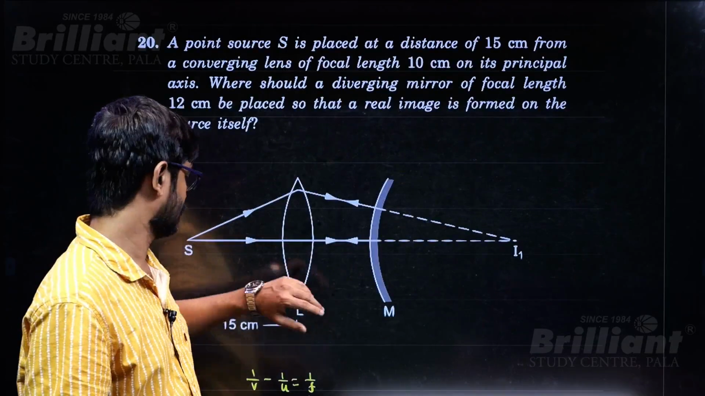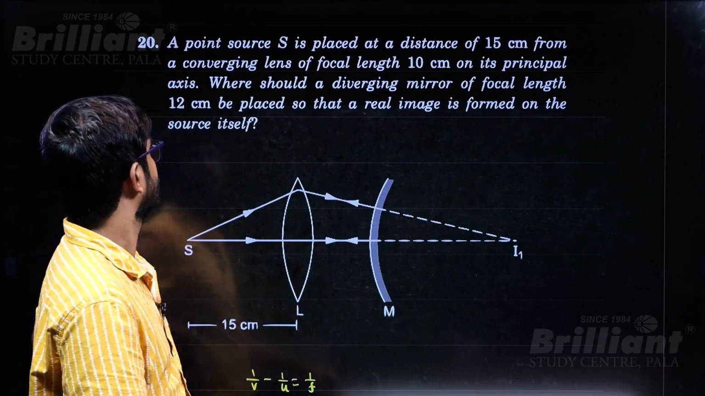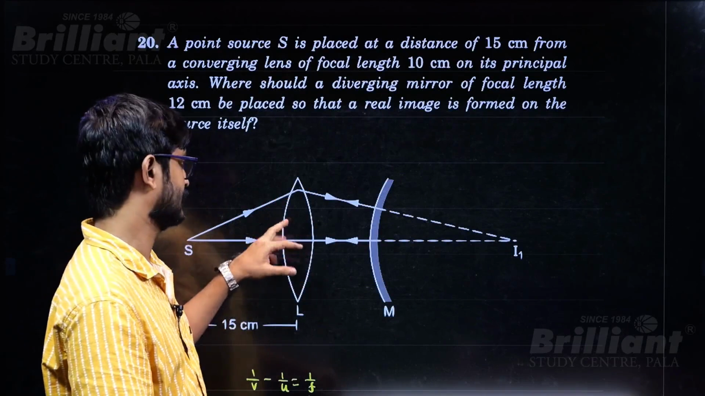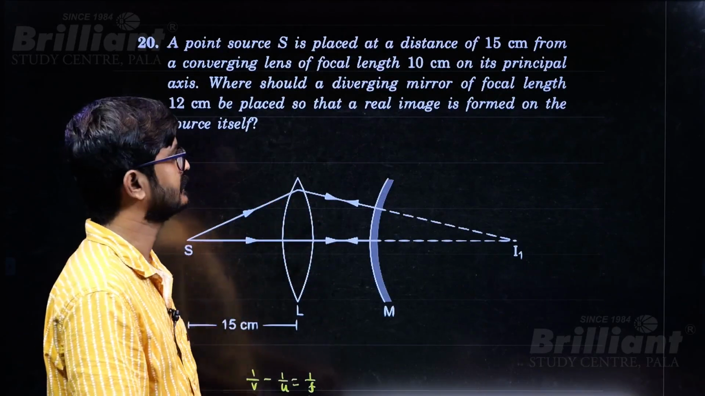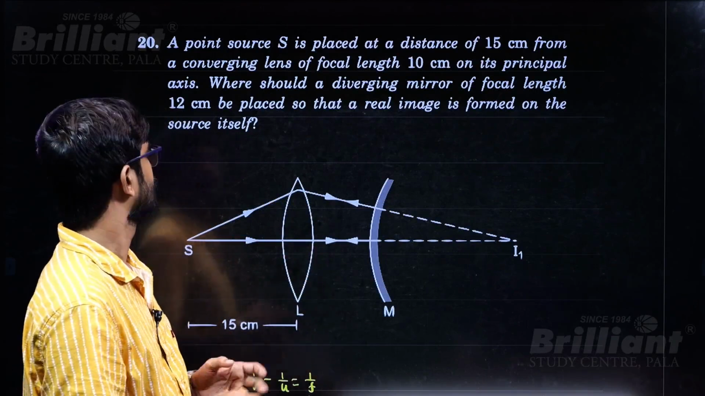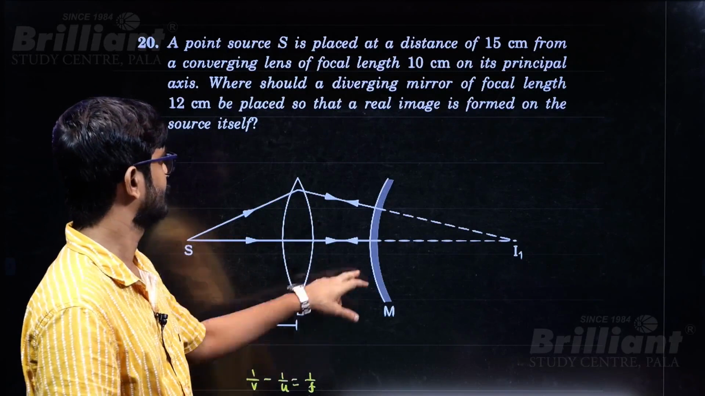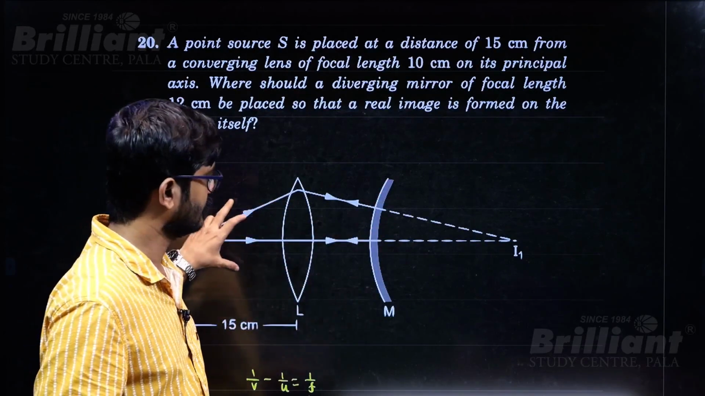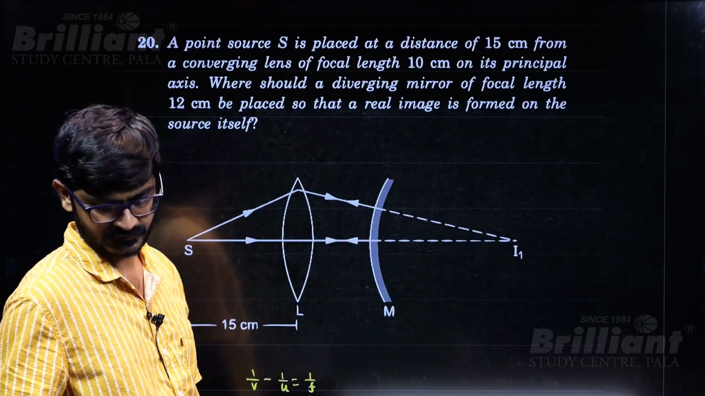Let us see a simple question. A point source S is placed at a distance of 15 centimeter from a converging lens of focal length 10 centimeter. They already mentioned it is a converging lens, the meaning is inside is glass, outside is air, so it is going to act like a converging lens and the focal length is going to be positive. Where should the diverging mirror of focal length 12 centimeter be placed so that a real image will be formed? Now why we call it a diverging mirror is, when you send the rays parallelly, they are going to diverge instead of converging.